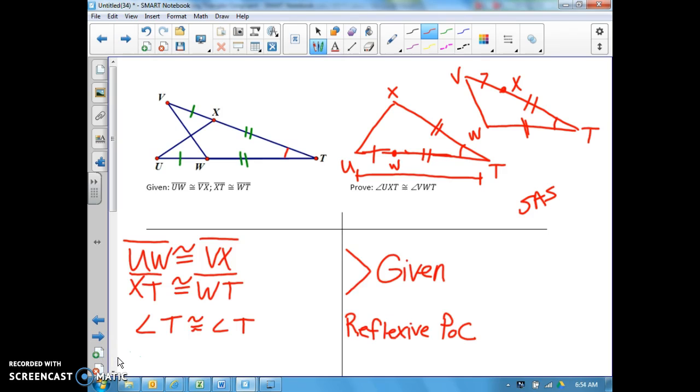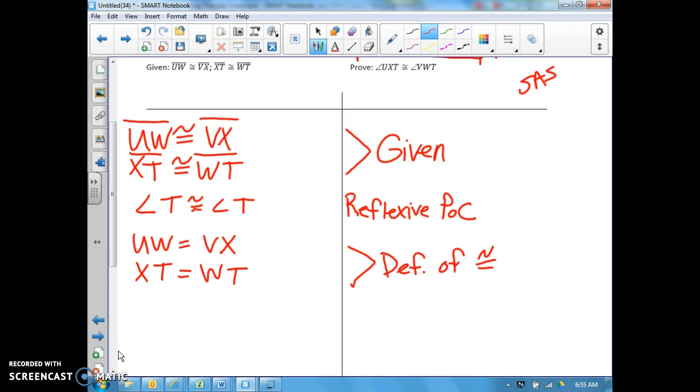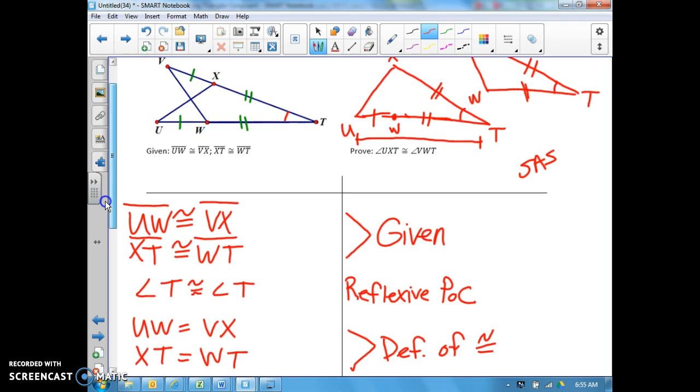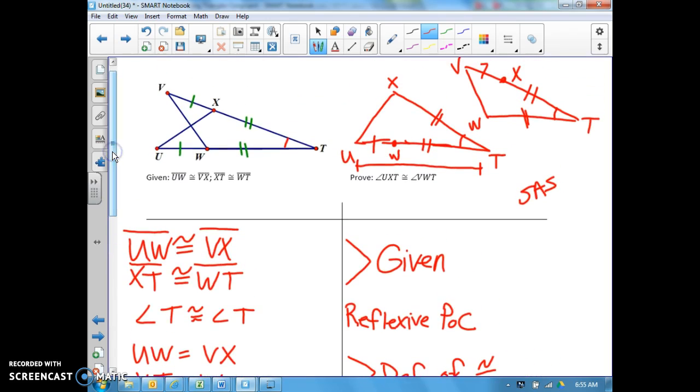So I've written down my givens, and I've gone ahead and written in the reflexive property that T must be congruent to T. Now, because I know I need to use the segment addition postulate to work on this UT and VT segment issue, I'm going to go ahead and convert all of my congruent symbols for any of the segments into equal symbols. And once I've done that, I'm going to write out the segment addition postulate for both XT and WT. So, sorry, VT and UT. So I was able to write that VT equals VX plus XT because, looking up here, segment VT is composed of VX and XT. Similarly for UT, UT is composed of UW and WT.